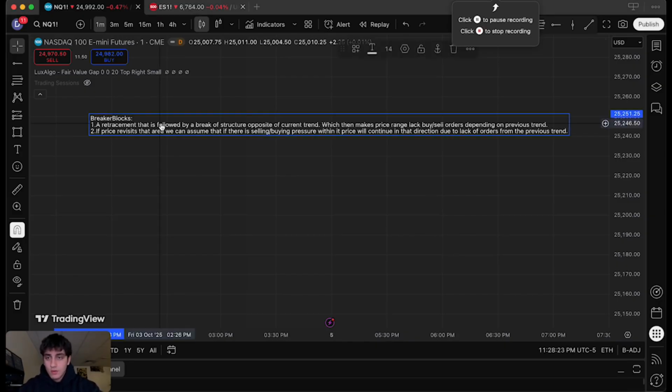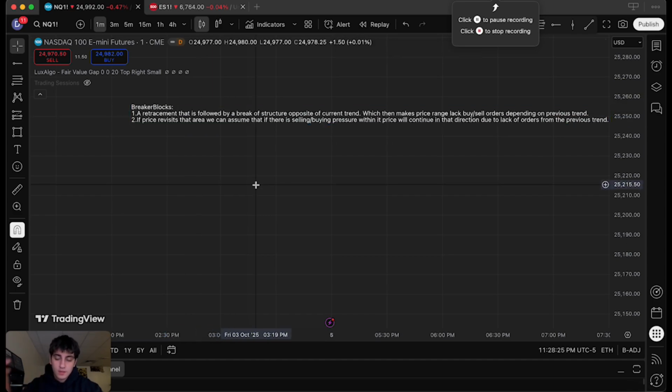So I wrote it down right here, so I don't have to go back in my mind and just say what I have off my mind. I wrote it's a retracement that is followed by a breaker structure opposite of current trend, which then makes price range lack buy or sell orders depending on previous trend.